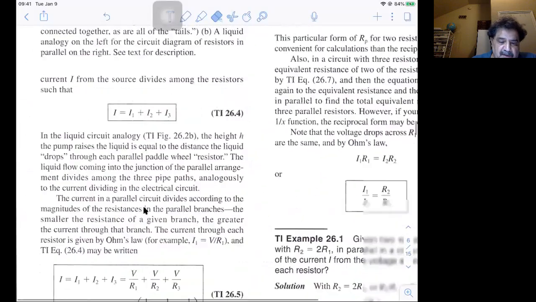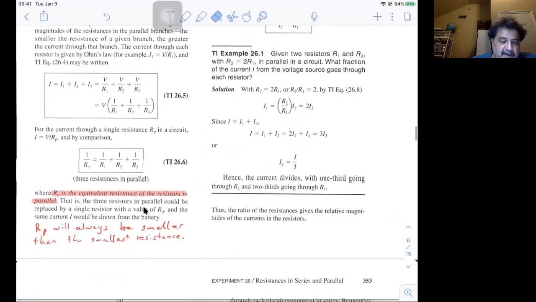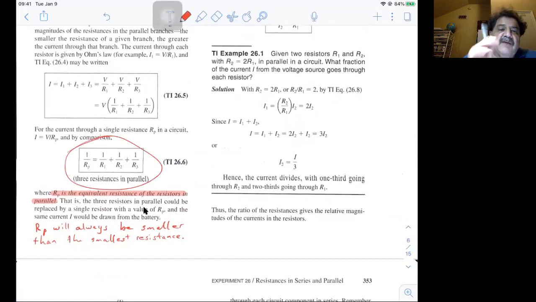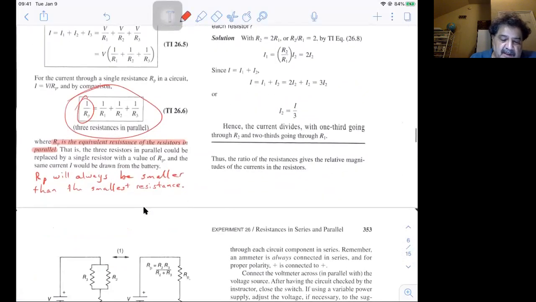They show it here splitting up, like in a water pipe. Now let's get over here to the R equivalent for RP. Notice that if you do this calculation, you're not finished. You have to take the reciprocal of this, 1 over RP. I express it: RP is equal to 1 over R1 plus 1 over R2 plus 1 over R3.